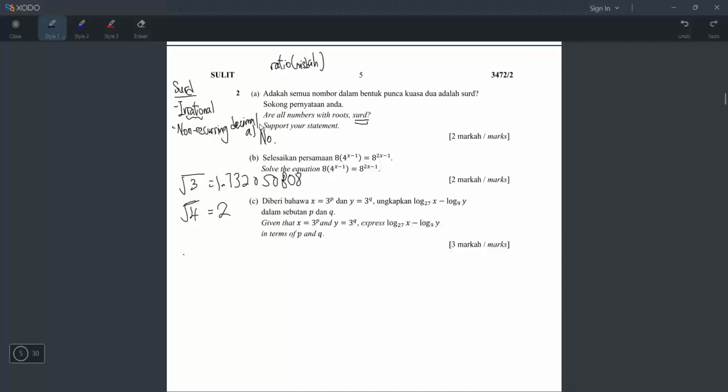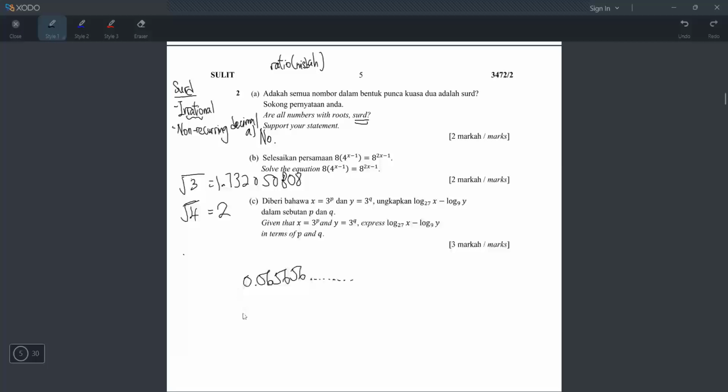And it's also a non-recurring decimal. What is non-recurring decimal? Recurring decimal means the decimal repeats. I will give you one example. Recurring decimal is like this, 0.565656. And it keeps going until infinity. It just keeps on repeating 5, 6, 5, 6, 5, 6. So this is a recurring decimal.